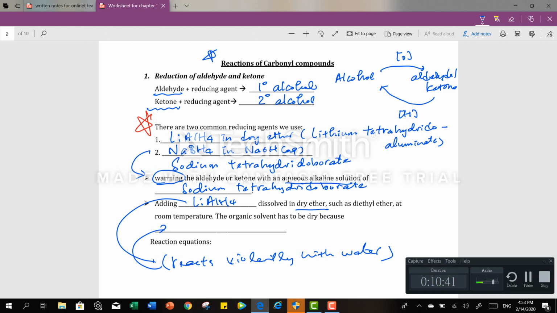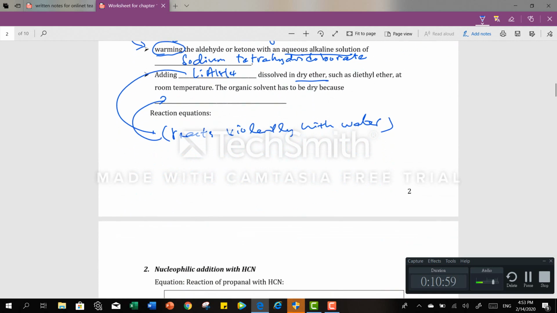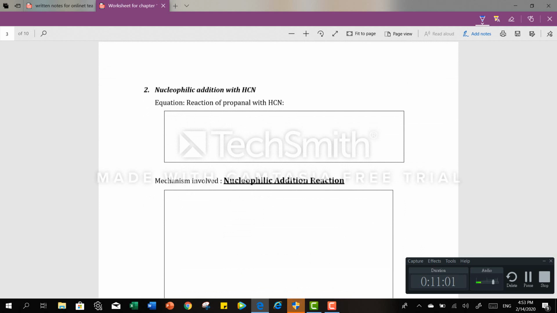I already put down the answer, because lithium aluminum hydride reacts violently with water. Now it's called lithium tetrahydroaluminate in your syllabus, but in Hong Kong DSE it's called lithium aluminum hydride. So I want you to stick to your syllabus, call it lithium tetrahydroaluminate. Okay, and then when you see page 3, there is a reaction, nucleophilic addition with HCN.